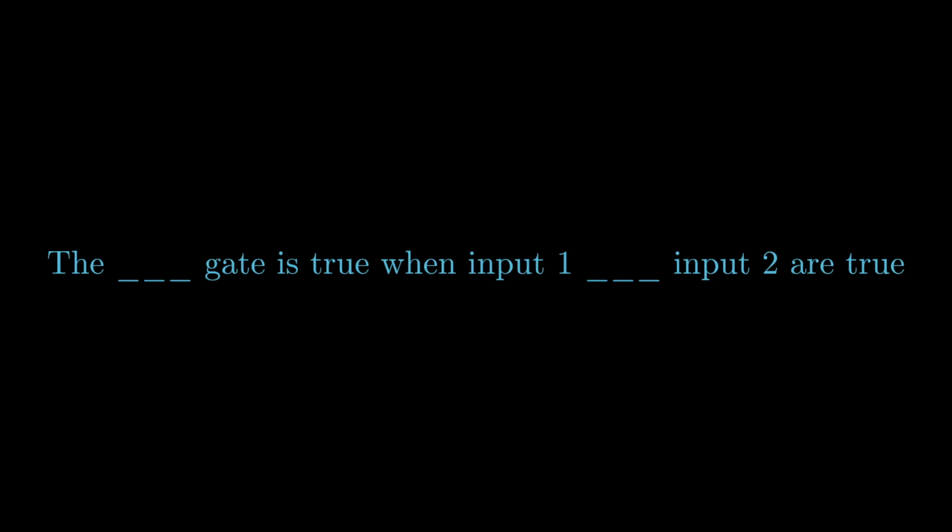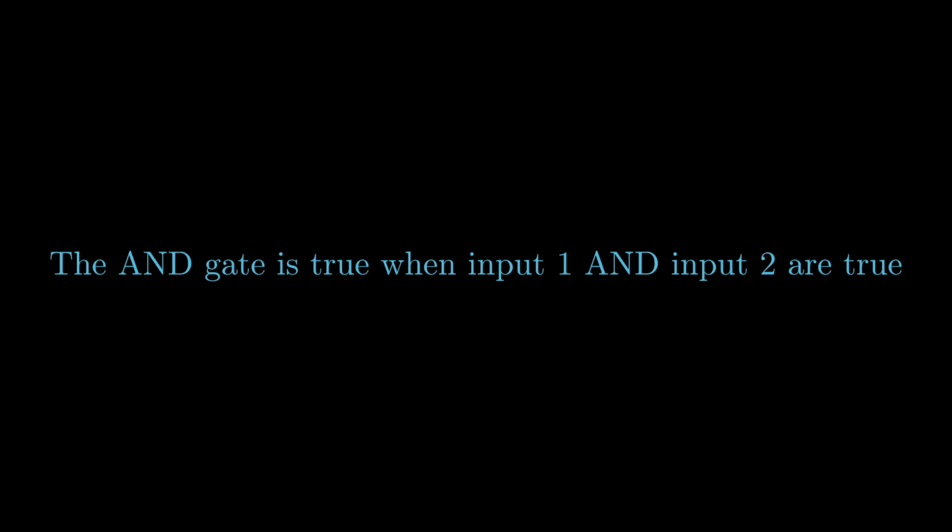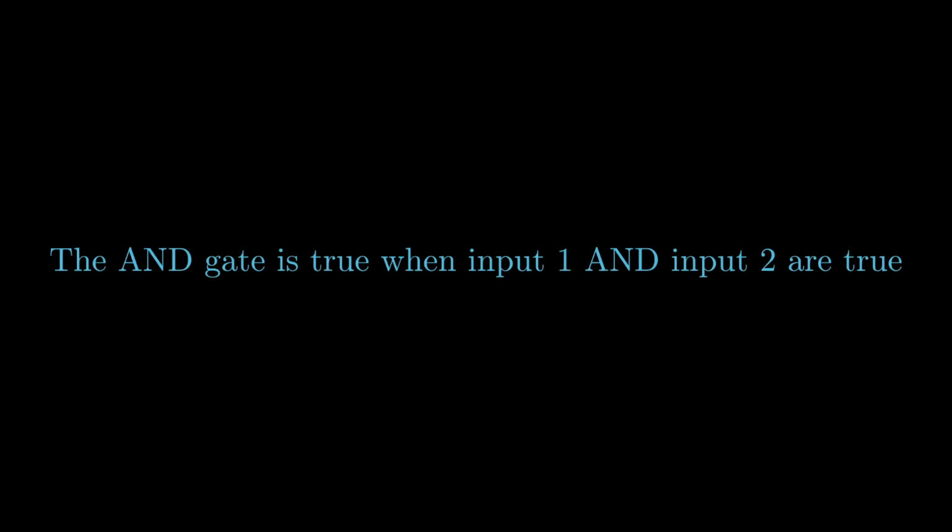Again, let's use the magic sentence. The AND gate is true when input 1 and input 2 are true. Let's construct a truth table.